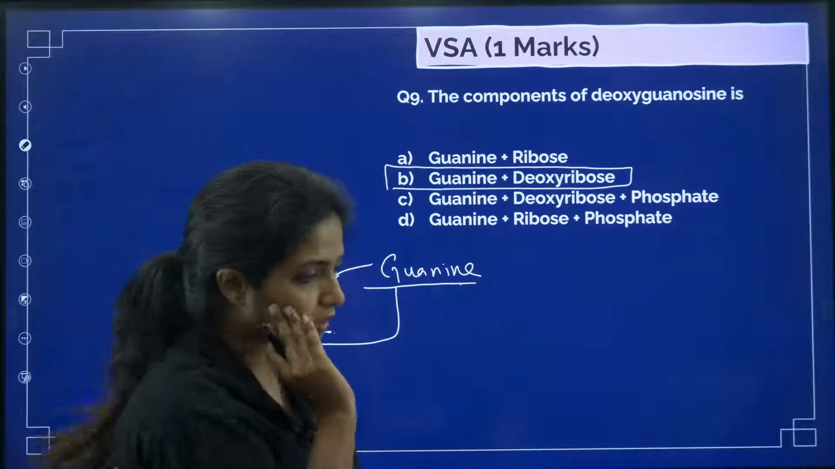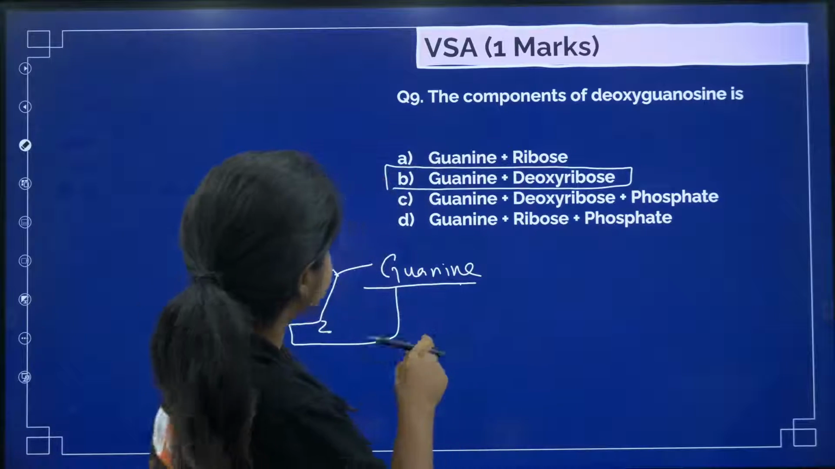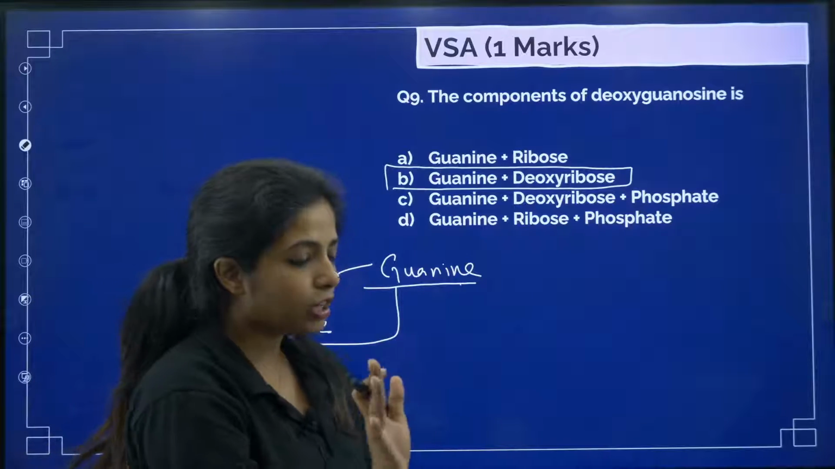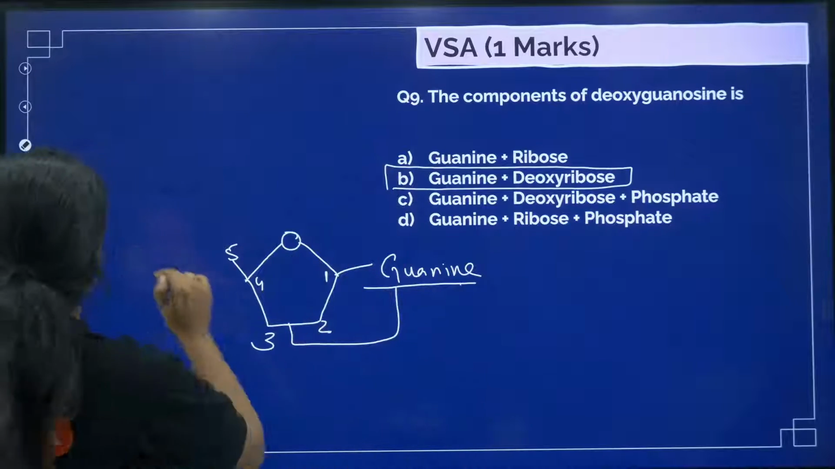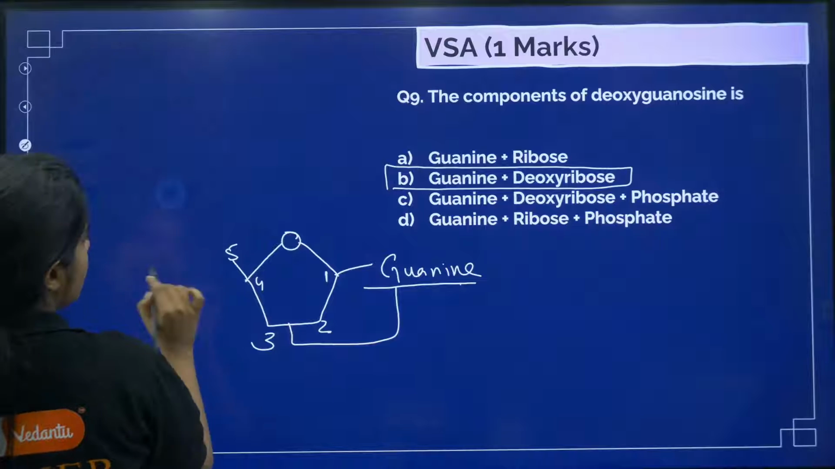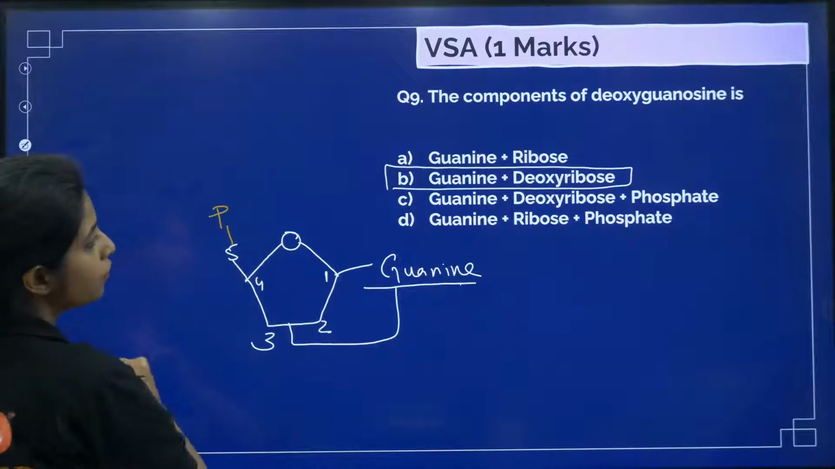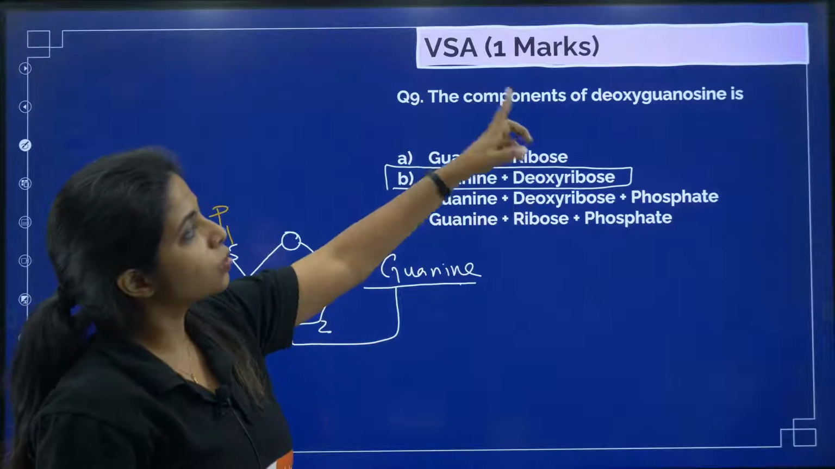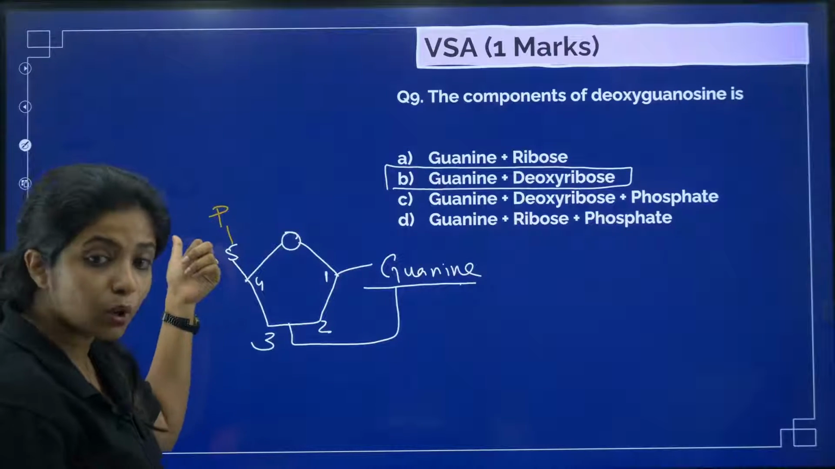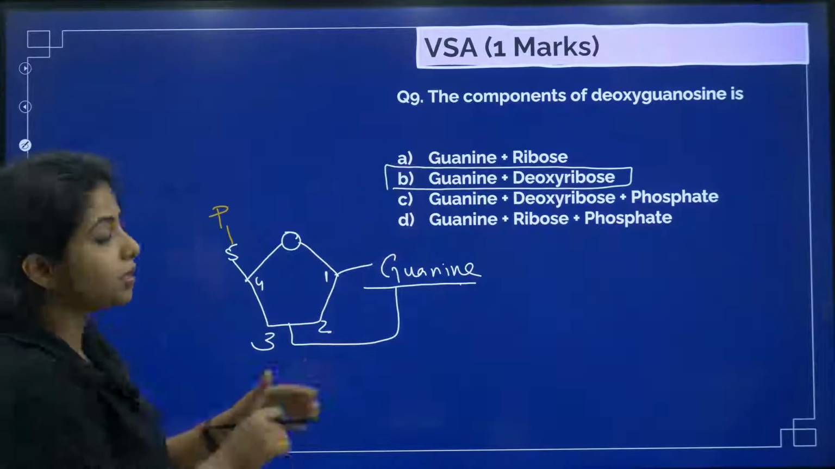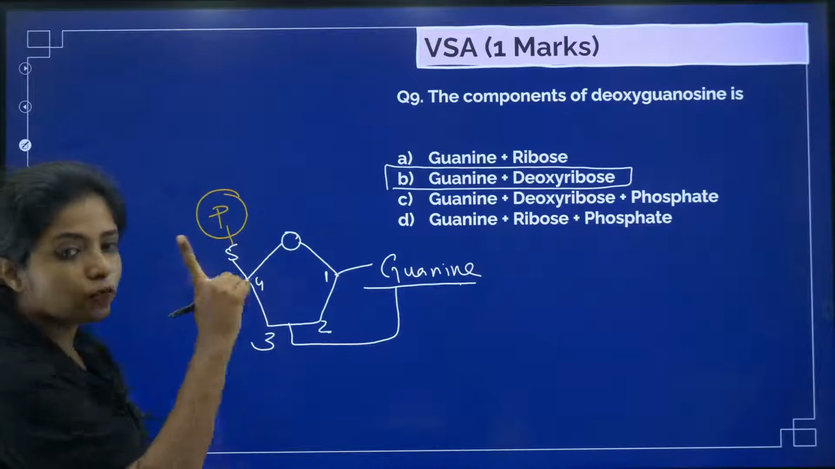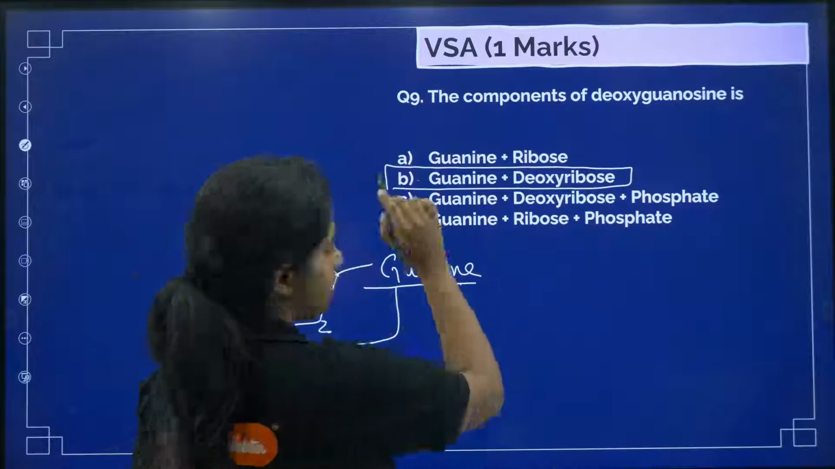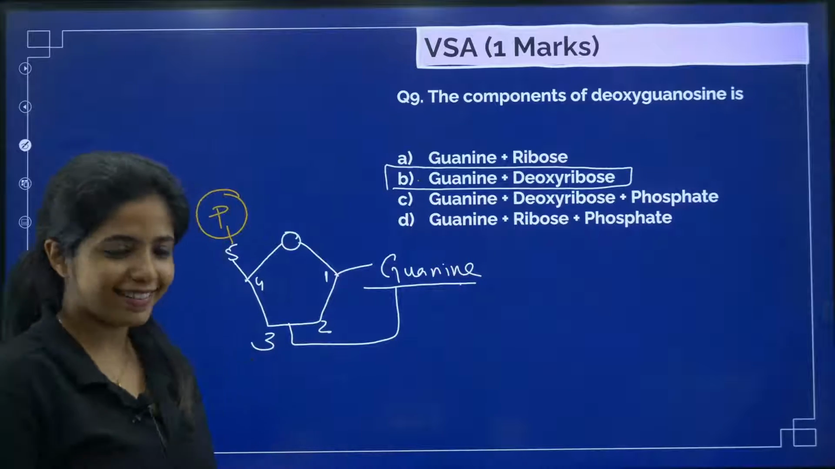9 is C, yeah. How can 9 be C? Guanine, deoxyribose and phosphate. No, Baba. Phosphate would not be there. If you are adding phosphate, what will I call this? If I am adding phosphate, I will call this deoxyguanosine monophosphate, as in just one phosphate. Okay, so the answer is B. Cool? Chalo.